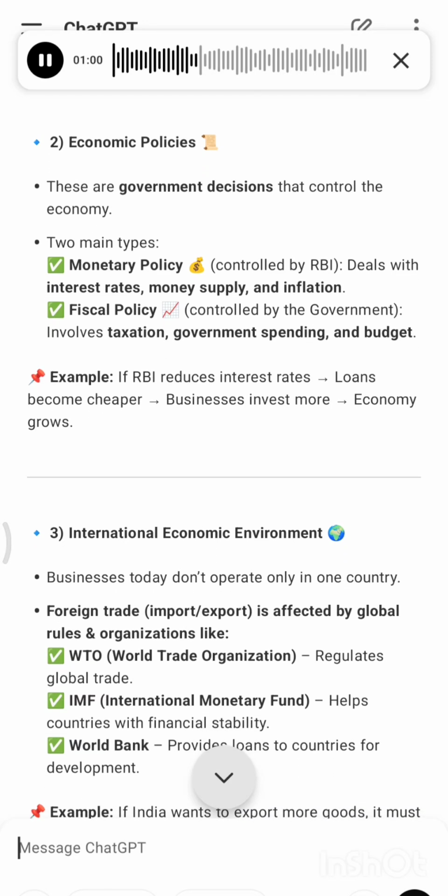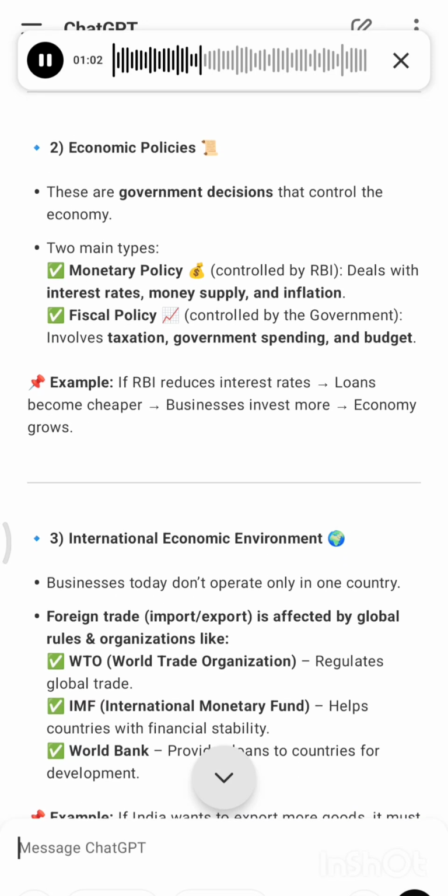2. Economic policies. These are government decisions that control the economy. 2 main types. Monetary policy, controlled by RBI, deals with interest rates, money supply, and inflation. Fiscal policy, controlled by the government, involves taxation, government spending, and budget. Example: if RBI reduces interest rates, loans become cheaper, businesses invest more, economy grows.